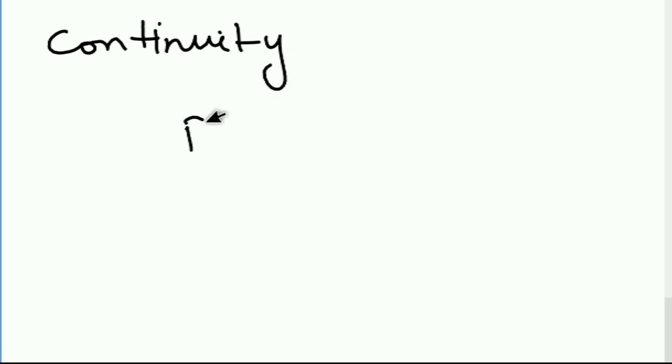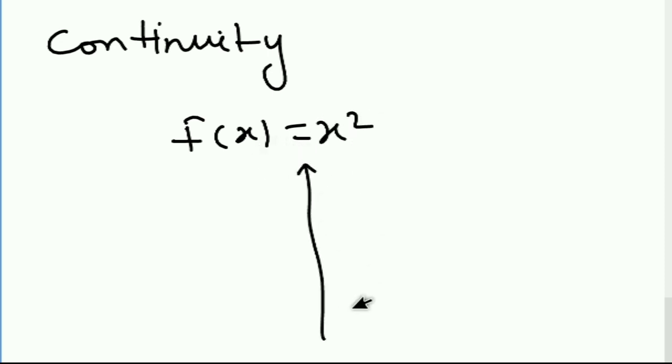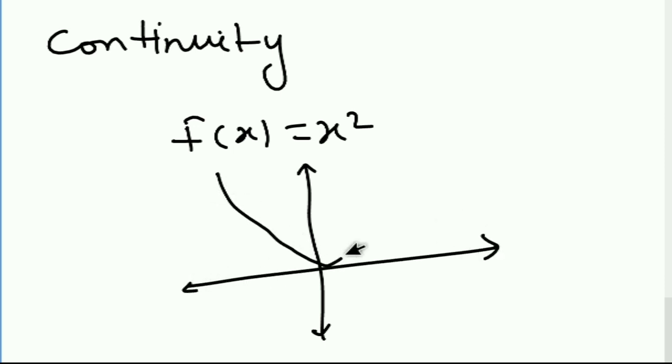For example, if you have a function given like this, f(x) = x². You can draw a graph for this. The graph for this function is in a U shape. So you can say that our function is continuous if we can draw the curve of this function without lifting the pen.